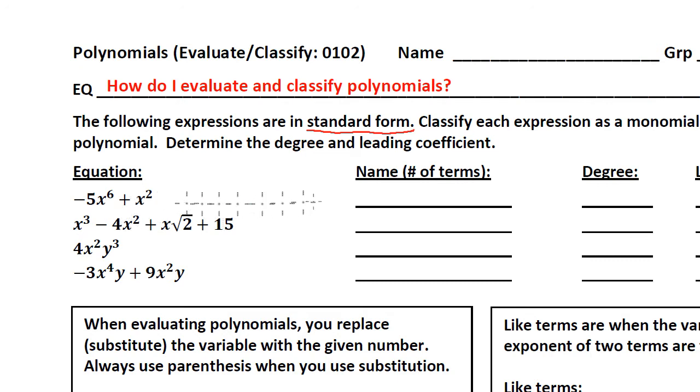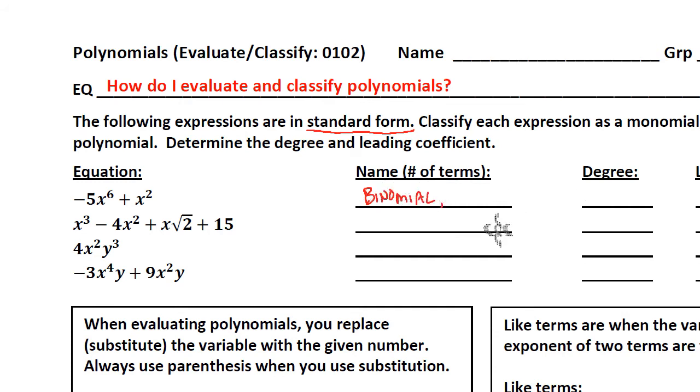So I'll give you help on the first one, and then we'll see if you can do the rest of them on your own. All right, so the question says, what is the name? And that name is based on the number of terms. We've got 2 terms here. Remember, terms are always separated by adding or subtracting. So here's a term, and here's a term. So we've got 2 terms, which means this is called a binomial.